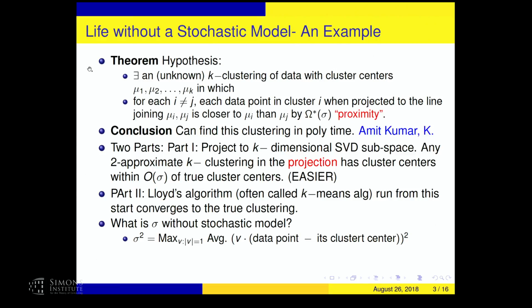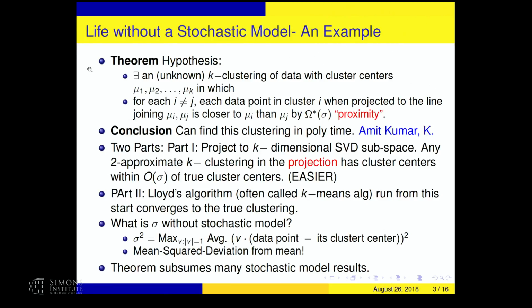So I take sigma squared to be the maximum over all directions. I take the data point minus its cluster center, this vector, dot product with the direction, squared, and average them. It's a mean squared distance to your cluster center. In fact, if you had a stochastic model, you would have mean squared deviation from the mean. You could still talk about the mean squared deviation from the mean.